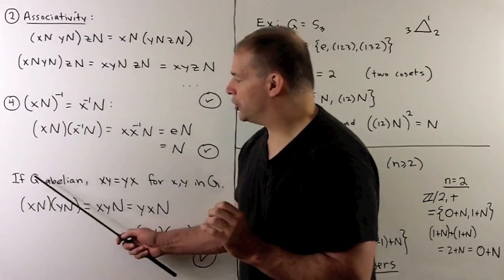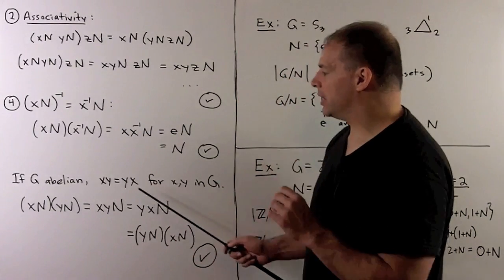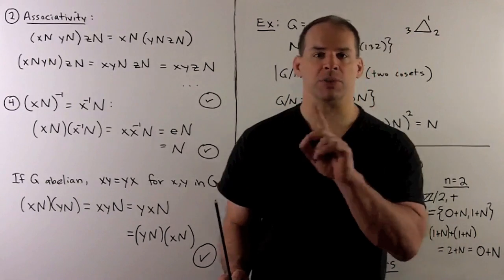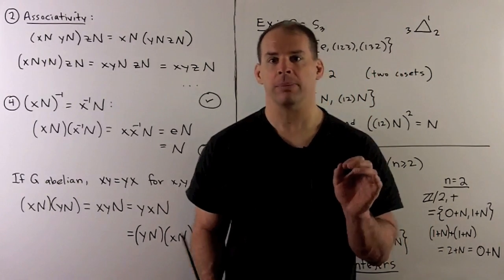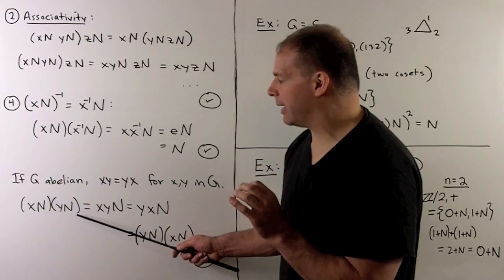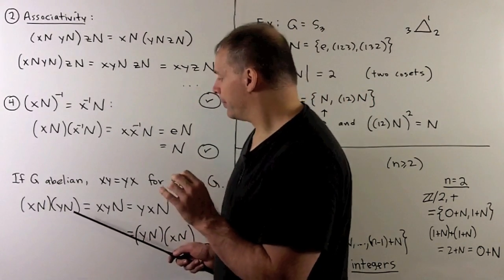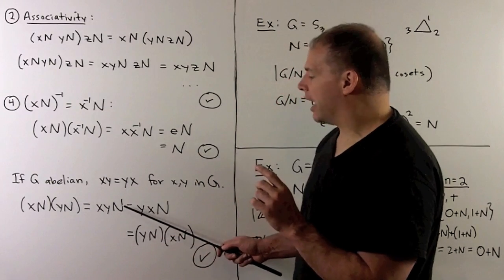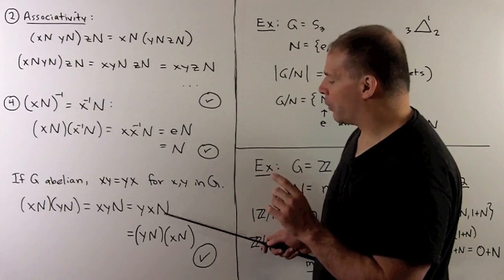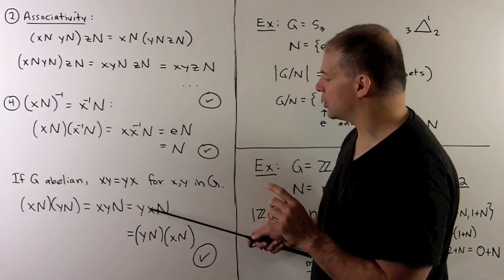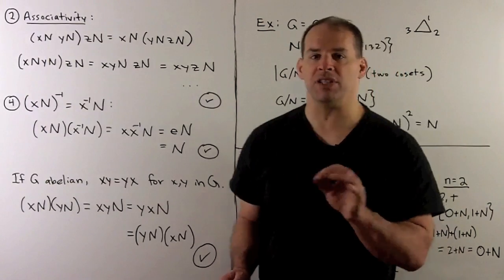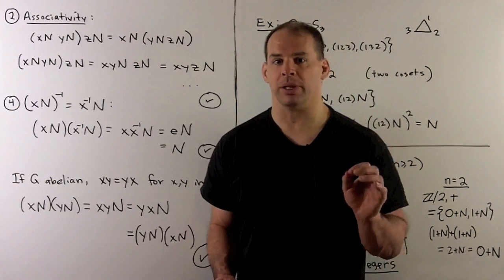Now, if G were abelian, that just means xy equals yx for all elements in G. So it just means the order of multiplication doesn't matter. If we multiply two cosets in G mod n, then what do we have? Well, we have xyn. I can reverse the order to get yxn. And then if I work from this step to here, this is just going to be yn times xn. So if G is abelian, then G mod n is also abelian.